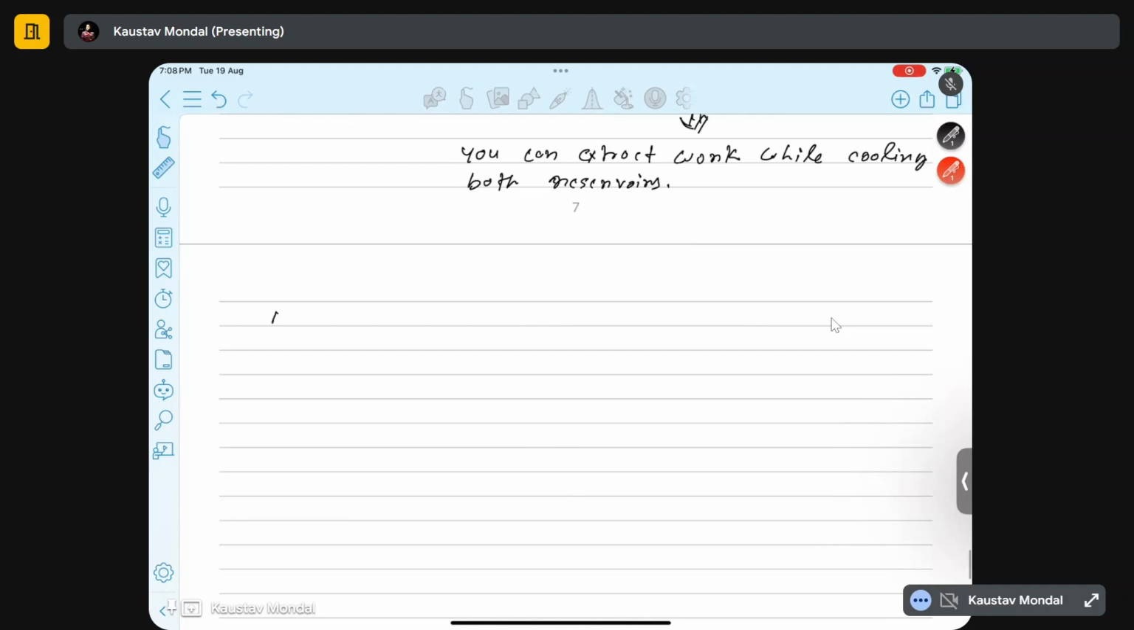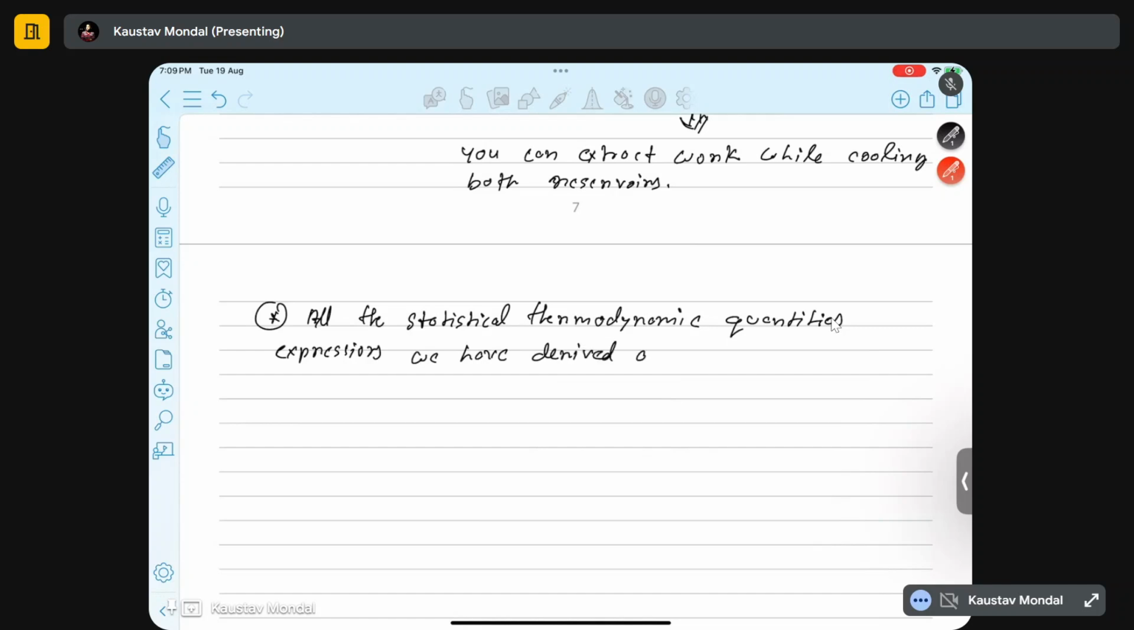So let me write it. All the statistical thermodynamic quantities, the expressions we have derived, are applicable to T less than 0 as well as to T greater than 0. So this is a condition.